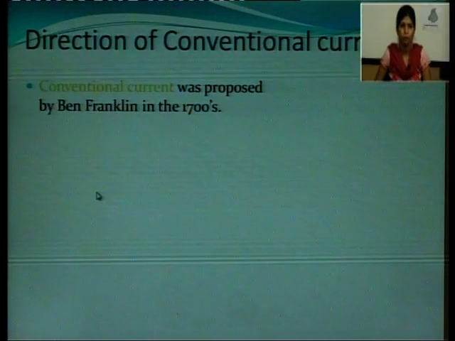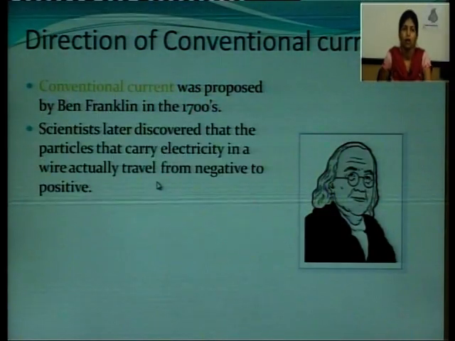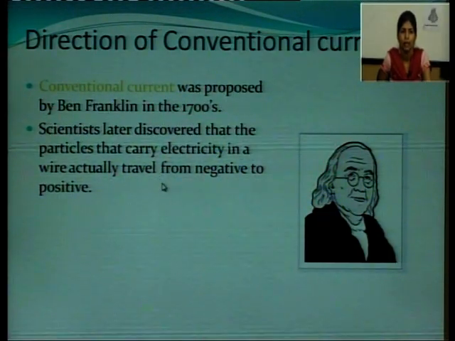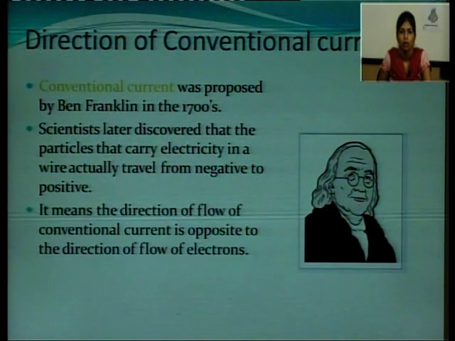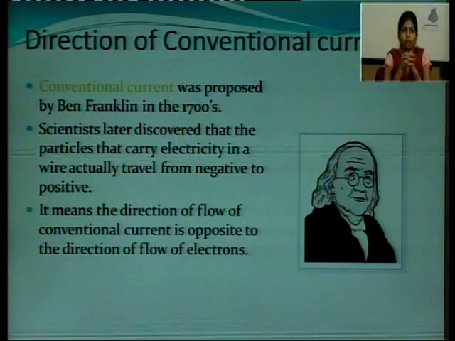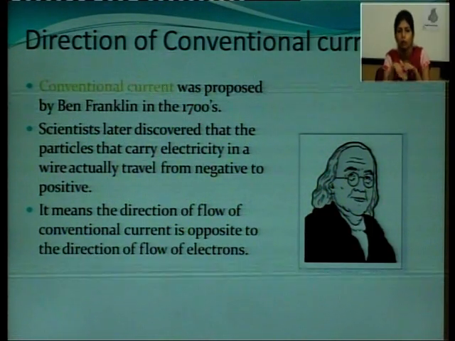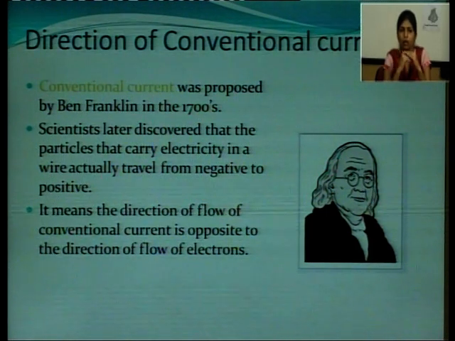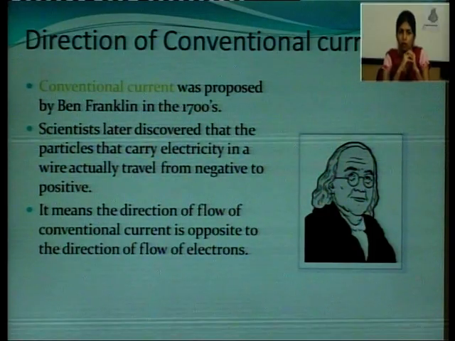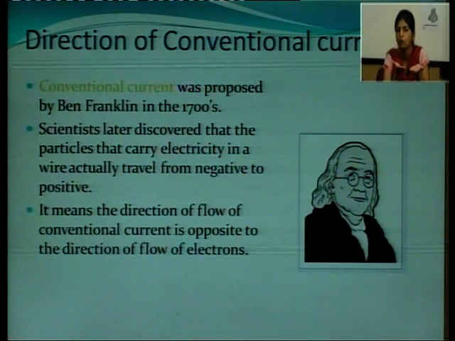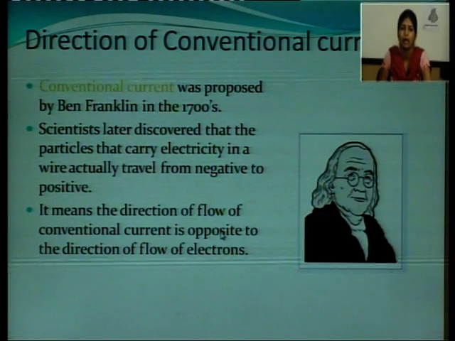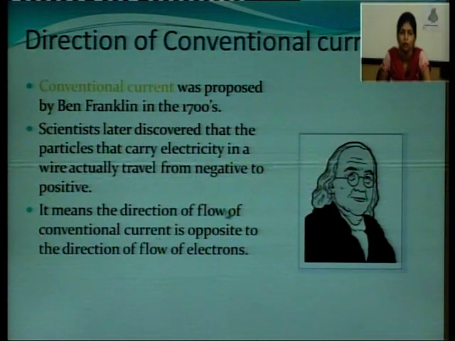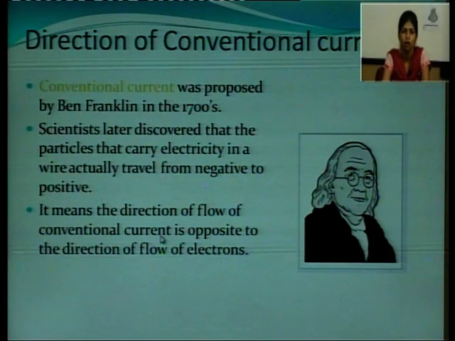Now next is the direction of conventional current. Conventional current was proposed by Ben Franklin in the 1700s. The scientists later discovered that the particles that carry electricity in a wire actually travel from negative to positive. The basic meaning is that the electrons travel from the negative terminal to the positive terminal, thereby the direction of the current is opposite to the direction of the flow of the electrons. So if the electrons flow from the negative terminal to the positive terminal, the direction of flow of the conventional current is from the positive terminal to the negative terminal, opposite to the direction of flow of the electrons.